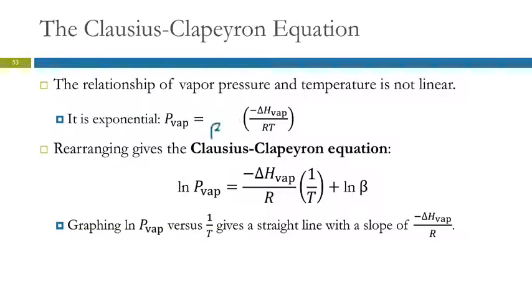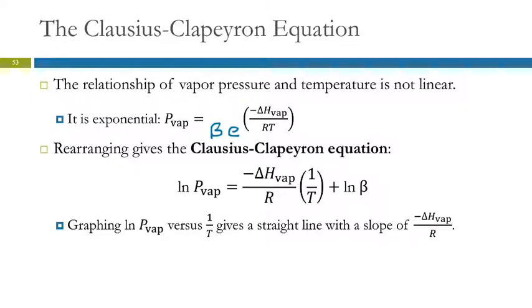Okay, this is beta times e to this. This is the exponent on e. E is the base of the natural logarithm as opposed to the base 10 logarithm. Beta is just a constant. So if we take that exponential relationship and rearrange it by taking the natural log of both sides, we get what's called the Clausius-Clapeyron equation. So the natural log of the vapor pressure is equal to negative heat of vaporization over R times 1 over the temperature plus the natural log of B.